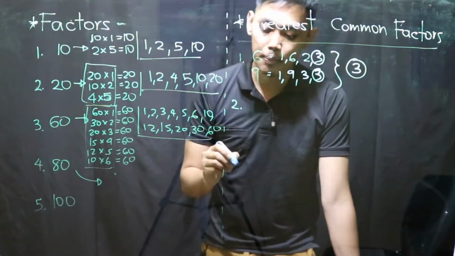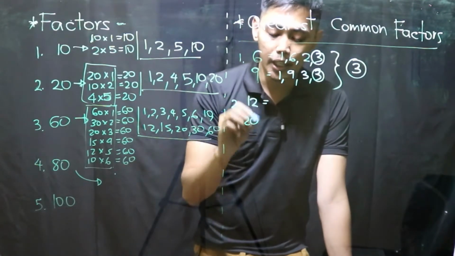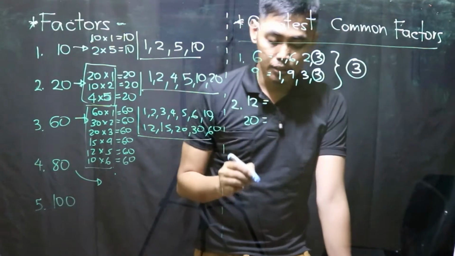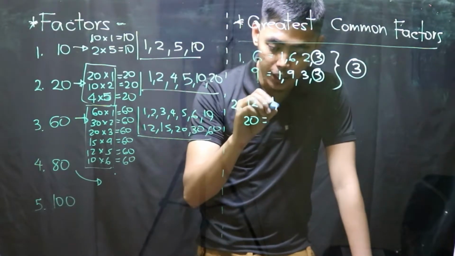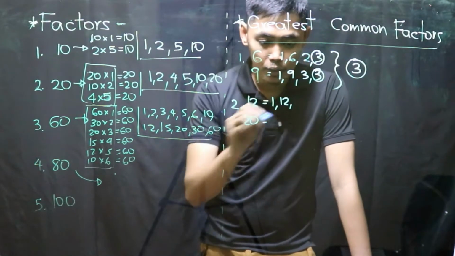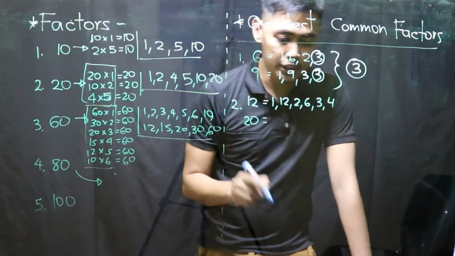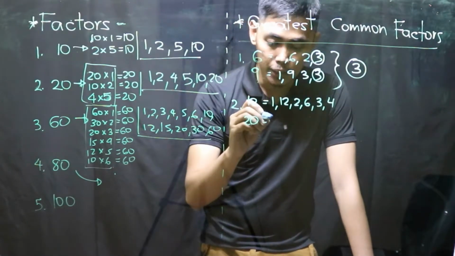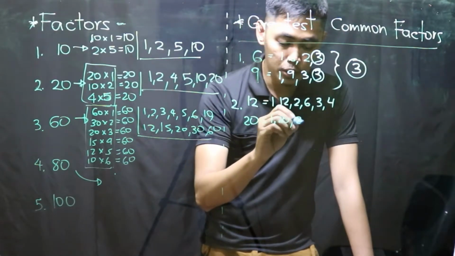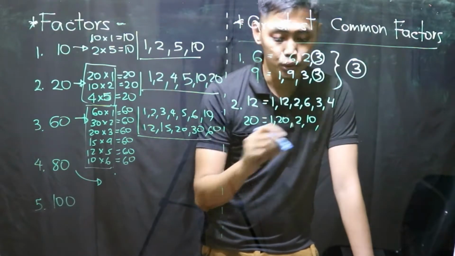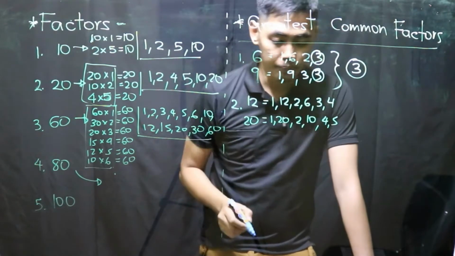Let's have another example. Let's try 12 and 20. The factors of 12 are 1 and 12, and then 2 and 6, 3 and 4. So these are the factors of 12. How about 20? We have 1 and 20, and then 2 times 10, and then we also have 4 times 5.